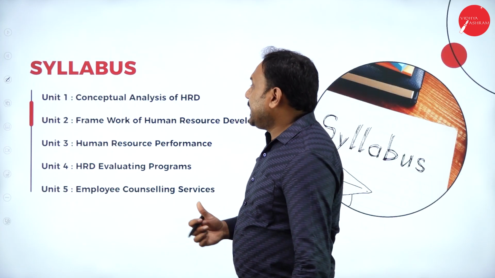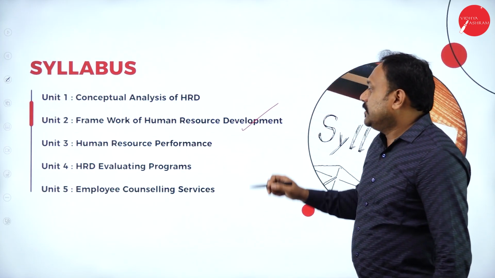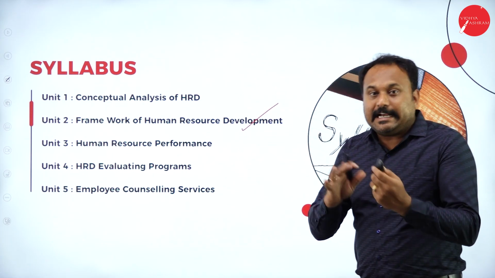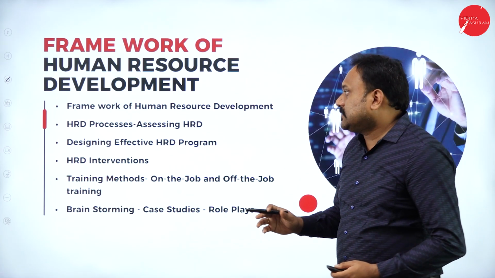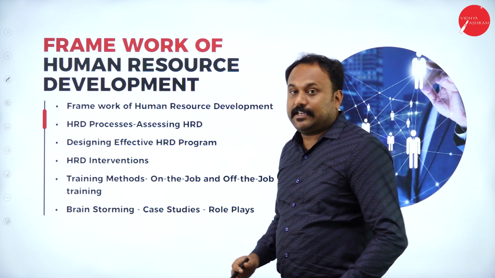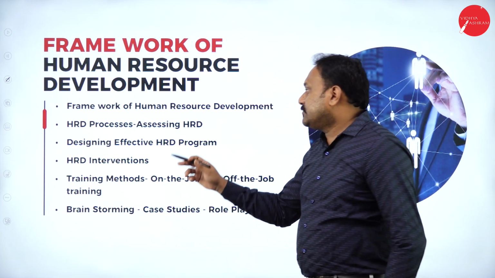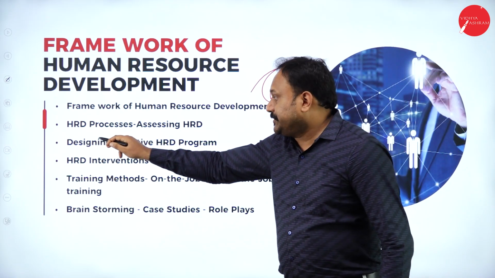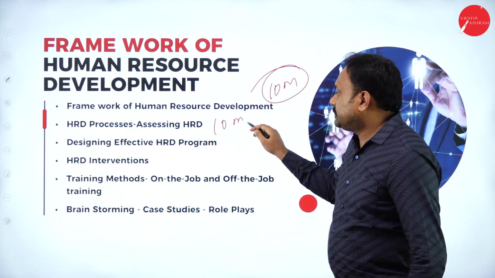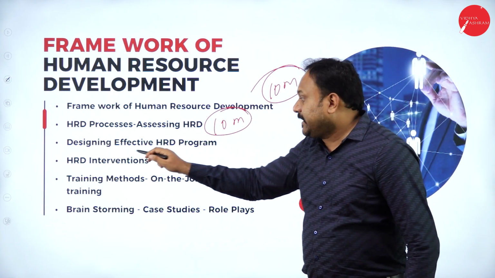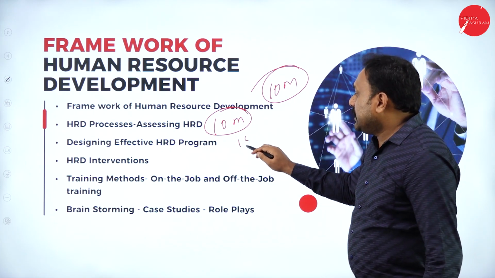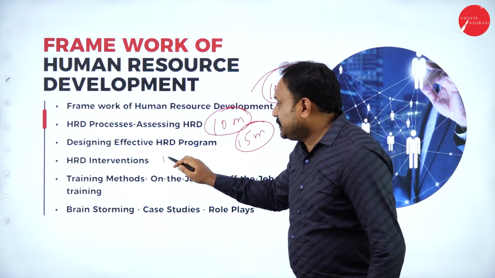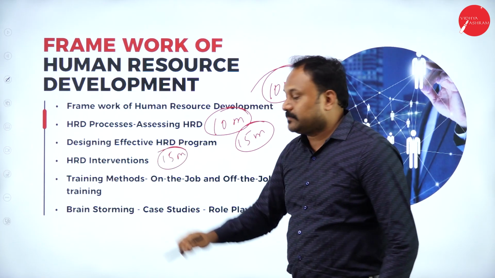So the second chapter is framework of human resource development. In this chapter, the criteria to get 27 marks is, again, these are the things which come. Framework of human resource development is a 10 marks question. HRD process is a 10 marks question. Designing effective HRD program is a 15 marks question. HRD intervention is a 15 marks question.